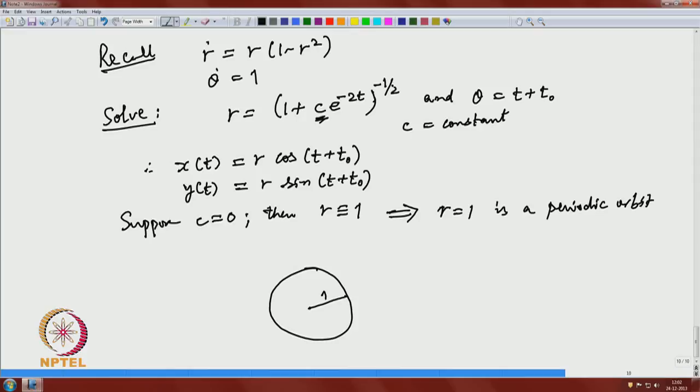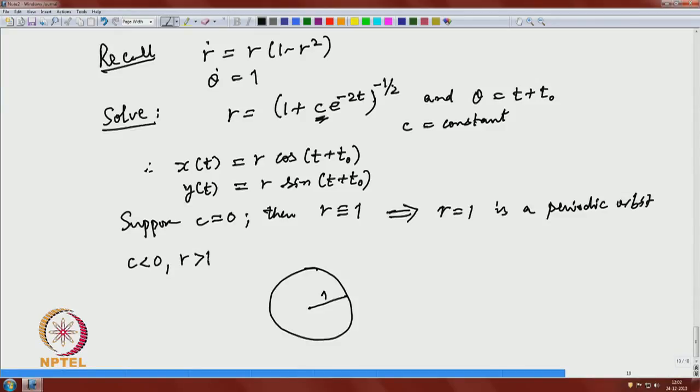Okay, so let me not do that. And when C is negative, just look at here, maybe there is some C there, right? If C is negative, then this is less than 1 and we are taking it in the denominator. So, r will be bigger than 1. So if C is less than 0, r will be bigger than 1.